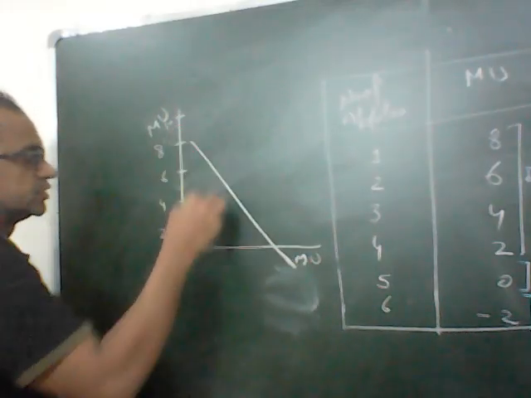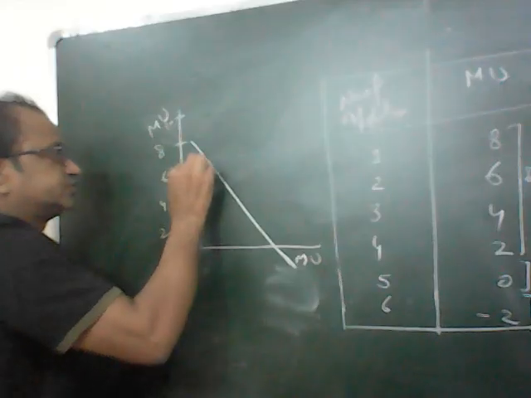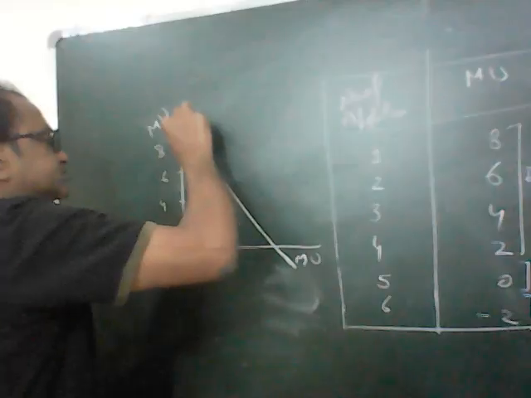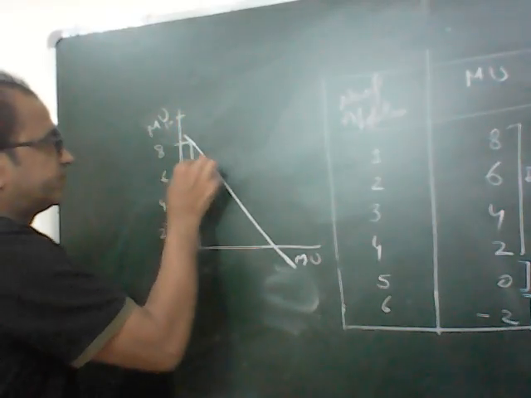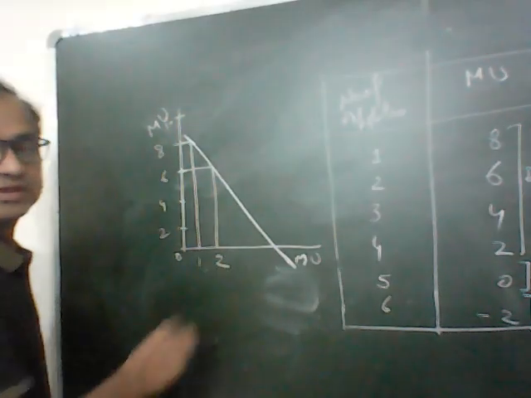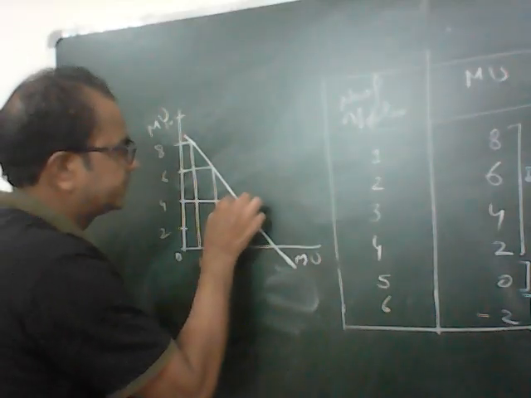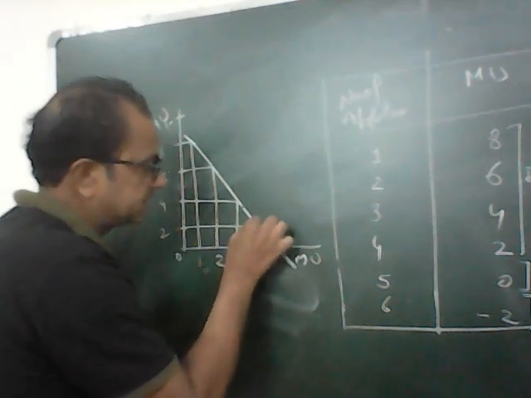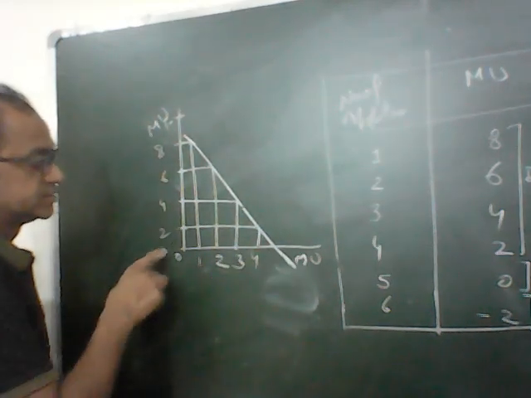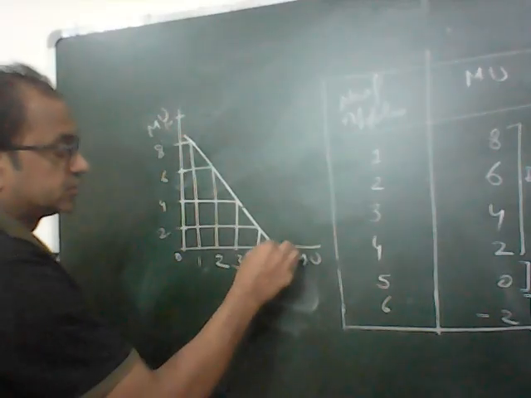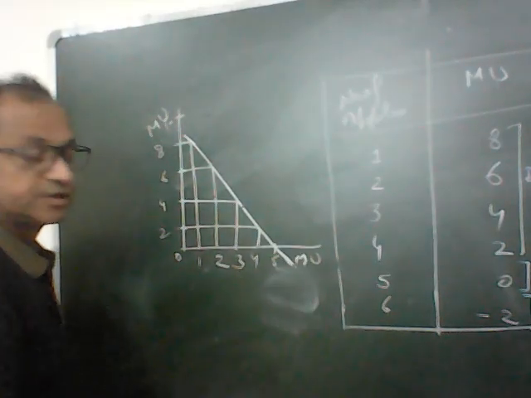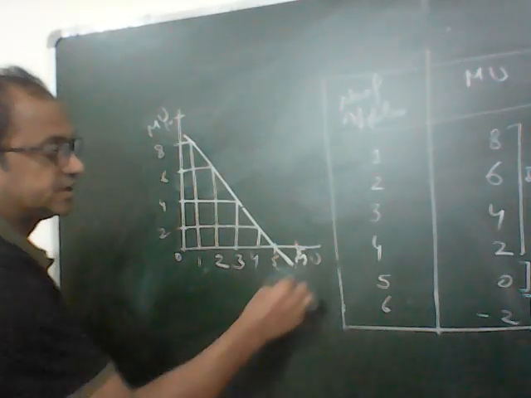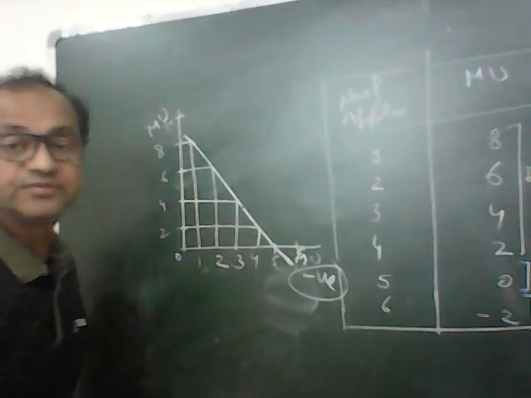This is showing that whenever a consumer consumes the first unit of apple, he gets a marginal utility of 8 utils, and for the second unit of apple he gets 6 units of utility. On the third unit of apple he gets 4 units of utility, whereas on the fourth unit he gets utility of 2 only. On the fifth unit he gets 0 utility, and if he consumes the sixth unit he gets negative utility.